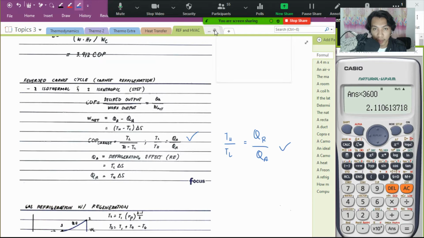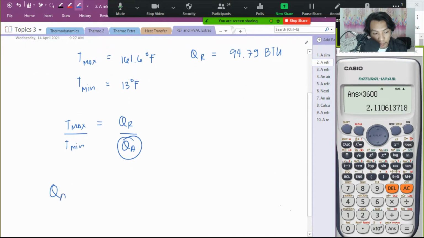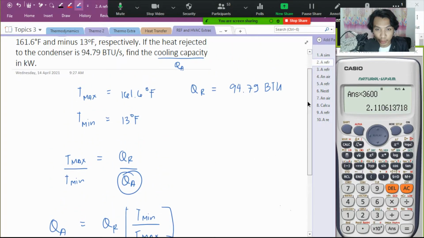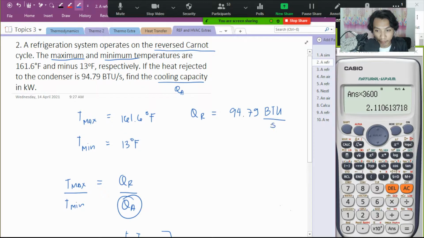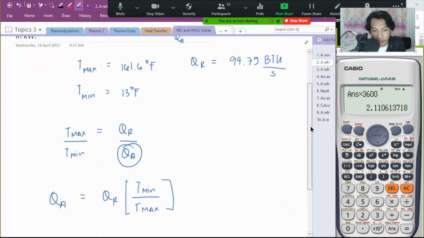Okay, so let's get back with the solution. Ang hinahanap natin is QA. O, algebraically, pwede nating arrange yan. QA is equal to QR multiplied to Tmin over Tmax. Kaya lang, ito bang mga values nito, naka-absolute na? Hindi pa po. So, let us solve. Anong kailangan natin? Kilowatt. Ang nakalagay dito is BTU per second. Okay? Kailangan to maging HP muna, or kilojoule, pwede naman.